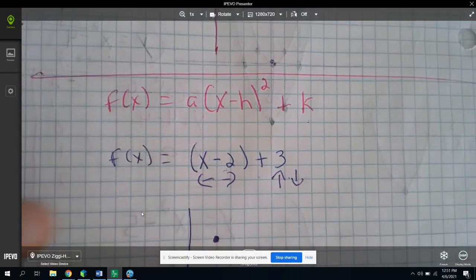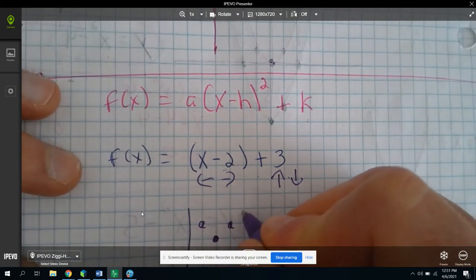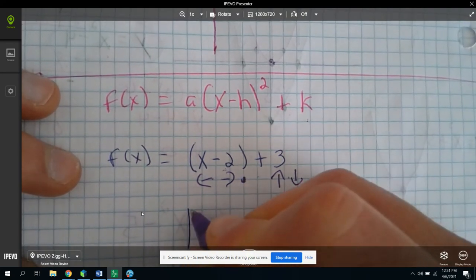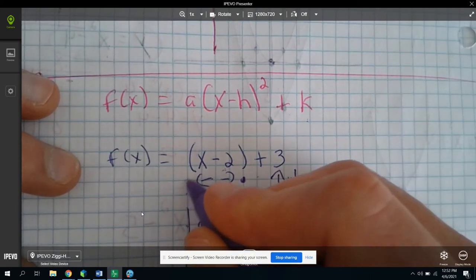The inside moves it the opposite way you would think. We get our over 1, up 1, over 2, up 4, over 2, up 4.